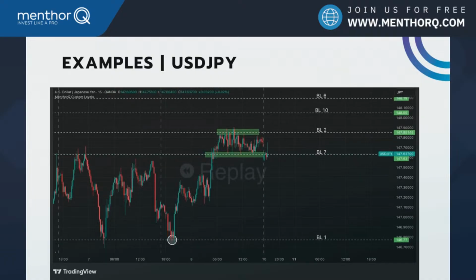Here is another example with JPY. First, we have a very strong potential entry point at BL1 at the bottom here on the center of the chart. Then the price moved to BL7 and BL2 and kind of went in a range for the whole day. So depending on whether you're a scalper or a position trader, you could have used that data to potentially understand entry, exit, or even manage your risk right there.